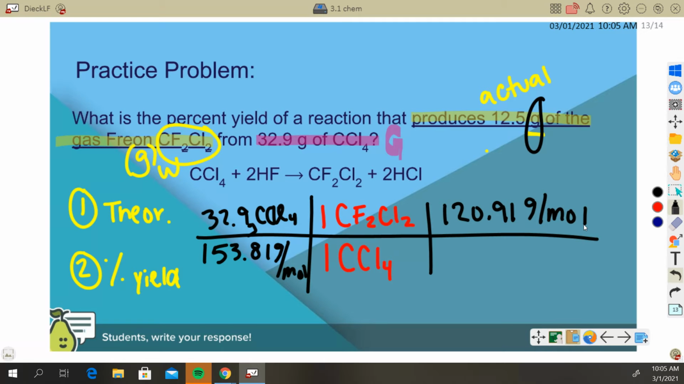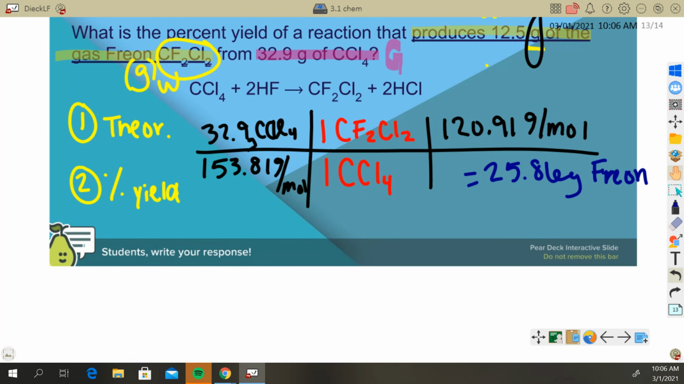Yes, no, yeah, okay. So in our calculator, we would have 32.9 times 120.91. And we're going to divide that number by 153.81. And that should give us 25.86. So what we got? So our theoretical yield should have been 25.86 grams of Freon. Okay.